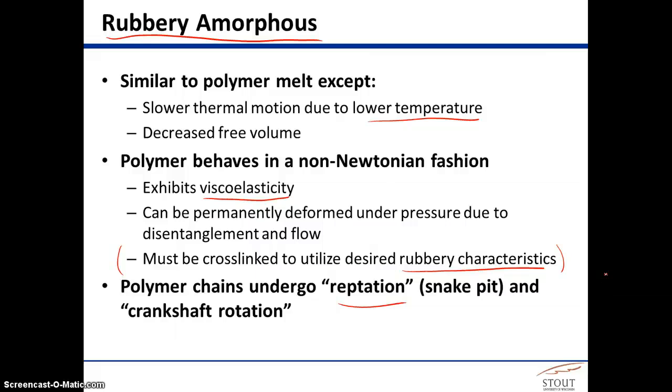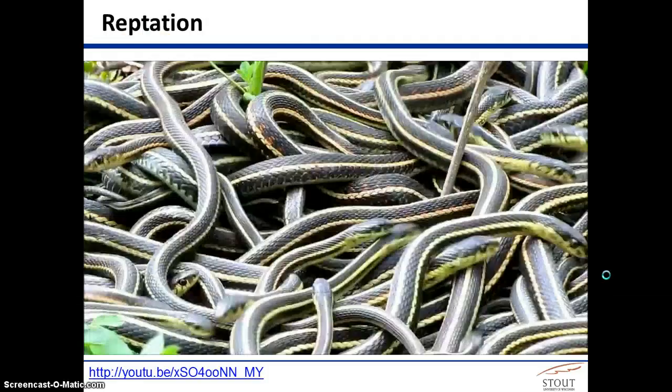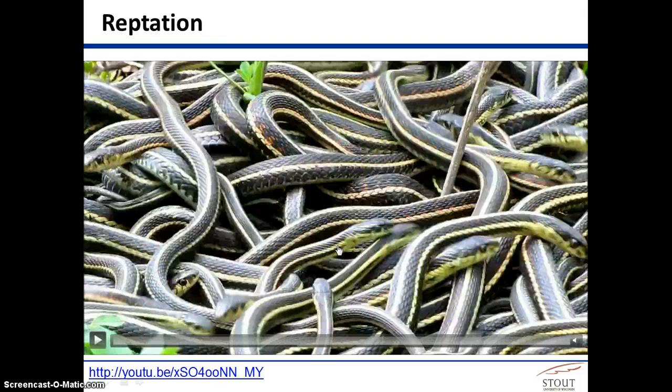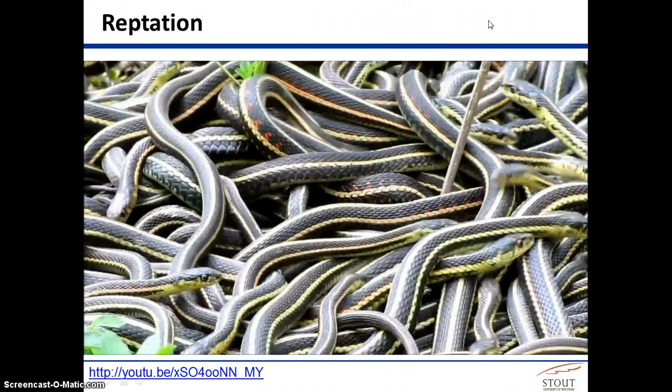But there's two types of motion in this regime. The rubbery amorphous phase, you have reptation and crankshaft rotation of the backbone of the chain. And so we'll look at both. So I know that snakes are often not the most popular animal for whatever reason. They seem to awaken fear in people, but this video is really instructive because this is really about as good of a picture as we can get of polymer chains migrating in a rubbery amorphous phase or a melt.